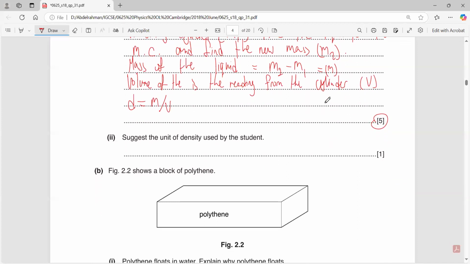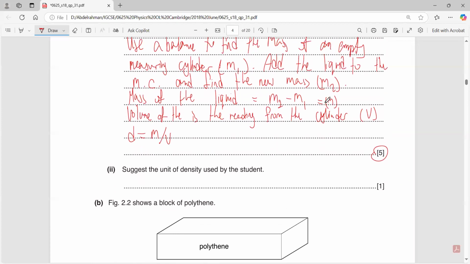So just the unit of the density. What is the unit of the density used by the student? In this case, we would say grams per centimeter cubed. Easy. Mr., would it be wrong if I write kilograms per meter cubed? It wouldn't be wrong. But more commonly, in measuring cylinders and small masses, we use grams per centimeter cubed.